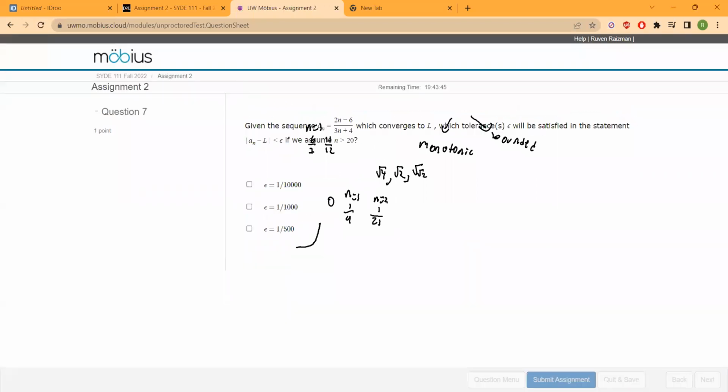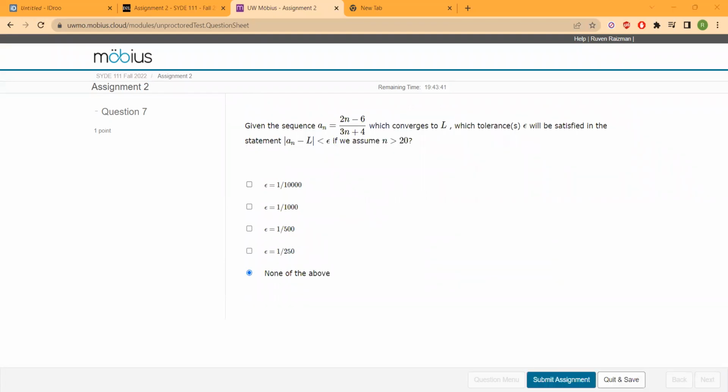Next. Okay. And this is the hardest one, in my opinion, just because it's very conceptually hard to understand.